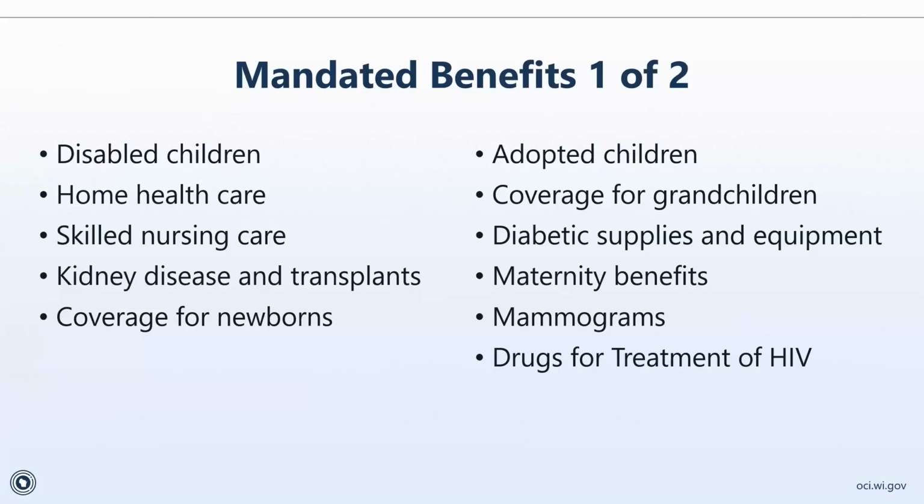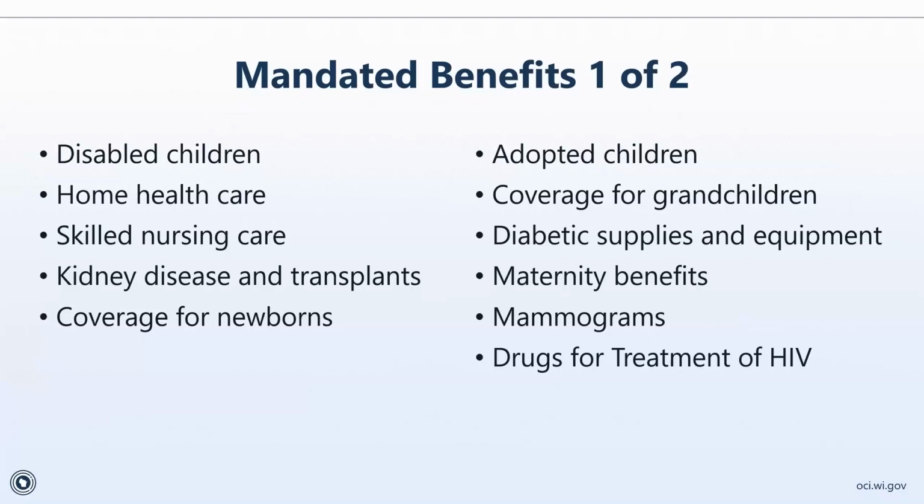Adopted children. A health insurance policy covering dependent children must cover adopted children and children placed for adoption by the same terms and conditions as any other children. Coverage for grandchildren. Health insurance providing coverage for any child of the insured shall provide the same coverage for all children of that child until that child reaches the age of 18.